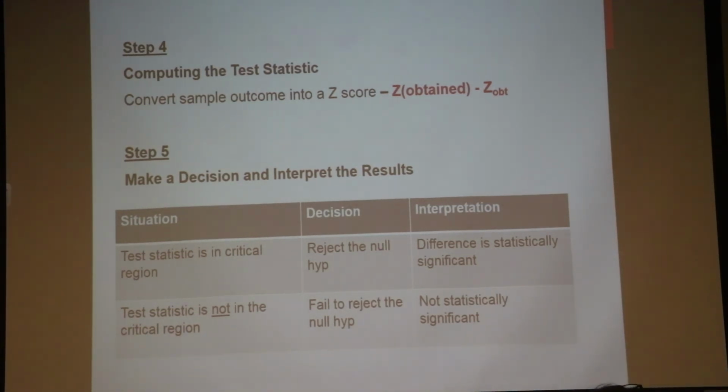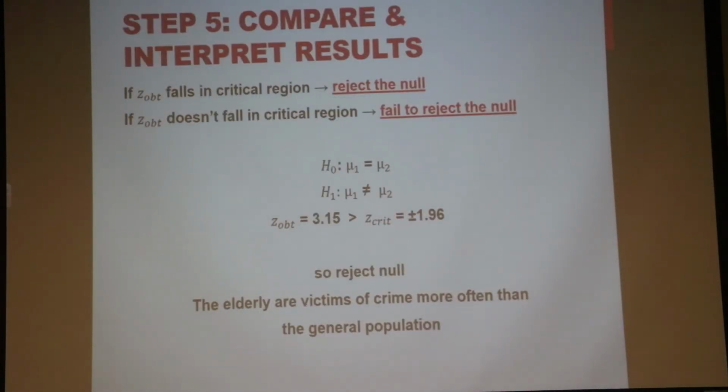We are saying that there is a significant difference between our elderly group and the general population. We are saying the difference is statistically significant. If that score was not greater than 1.96, if it was somewhere here or here, then it would be close enough to the general population that we would fail to reject the null hypothesis. We would decide there's no significant difference between the general population and the elderly population in terms of how often they are victims of crime.